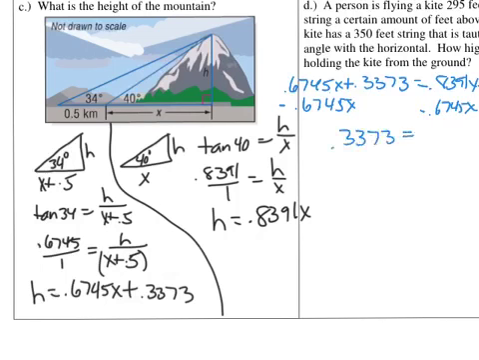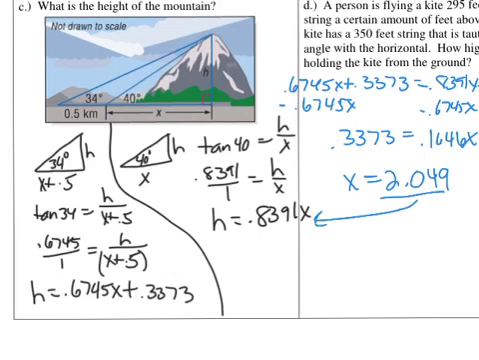And this is equal to 0.8391 minus 0.6745, which is 0.1646x, and then you divide, and you get x is equal to 2.049. Now you take this answer and replace the x in there with it, and you find your value of h. So the numbers are goofy, they're not whole numbers, but that shouldn't matter. The process is the same.